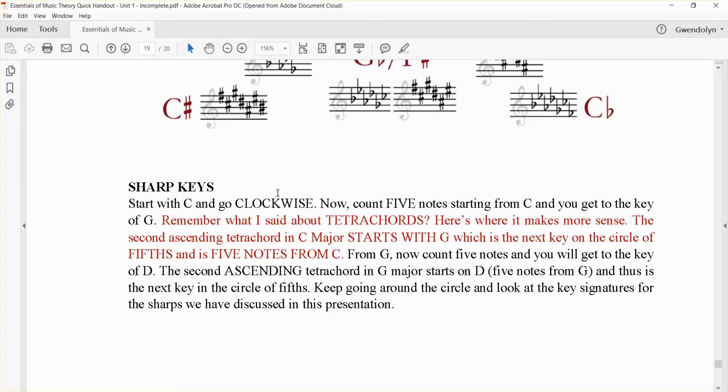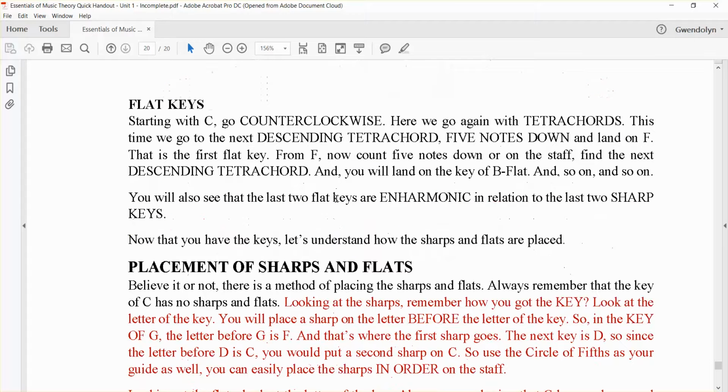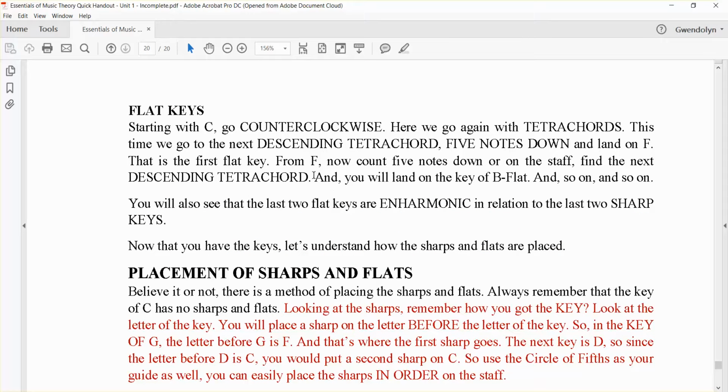Now, from G, count 5 notes, and you'll get to the key of D. The second ascending tetrachord starts on D, 5 notes from G, and thus is the next key in the circle of fifths. And you keep going around, and you have built the circle of fifths on the sharp side. And on the flat side, as a descending tetrachord, 5 notes down. From C, 5 notes down, the second descending tetrachord lands on F. So forth and so on. Now you got it. Okay?